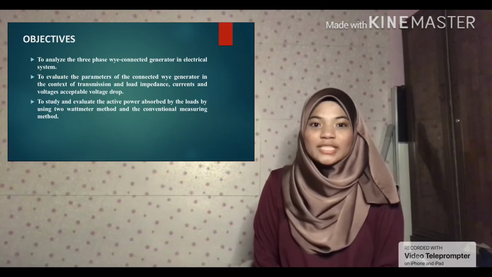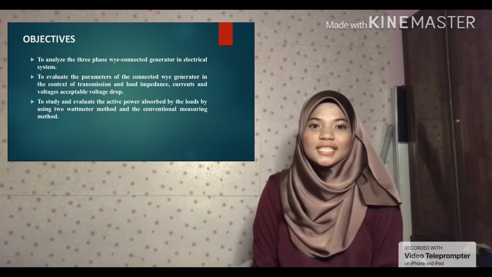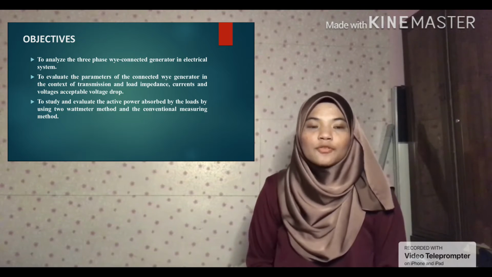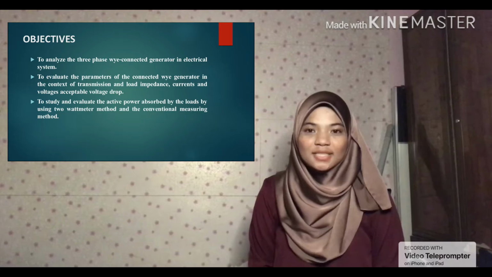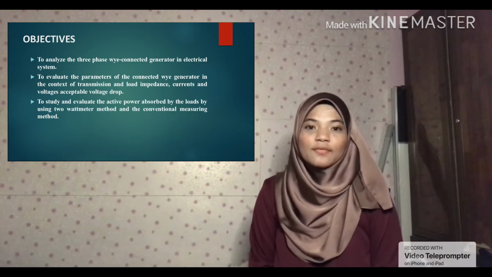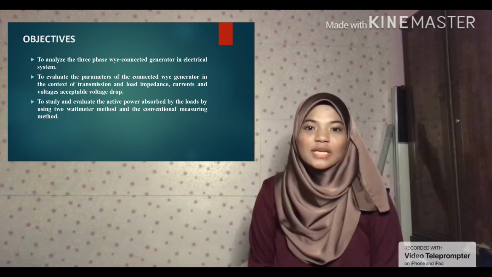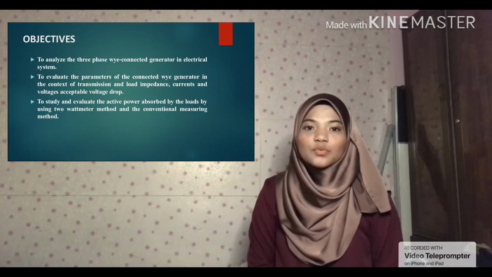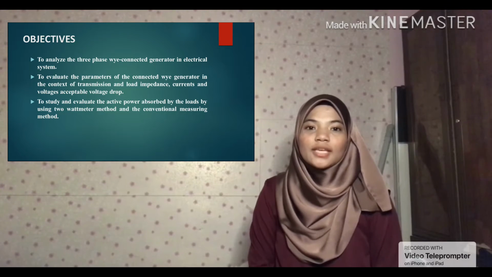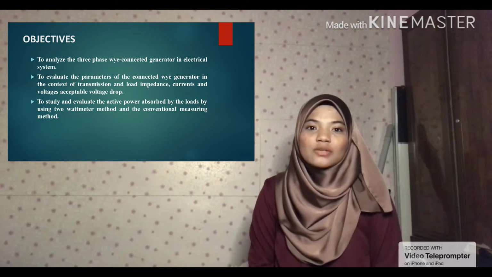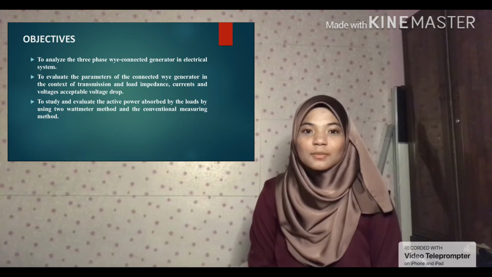The next part is objectives. In this project simulation, there are 3 objectives. The first one is to analyze the three-phase Y connected generator in electrical system. Second is to evaluate the parameters of the connected Y generator in the context of transmission and load impedance, currents and voltage with acceptable voltage drop. And the last one is to study and evaluate the active power absorbed by the loads by using the 2 wattmeter method and the conventional measuring method.